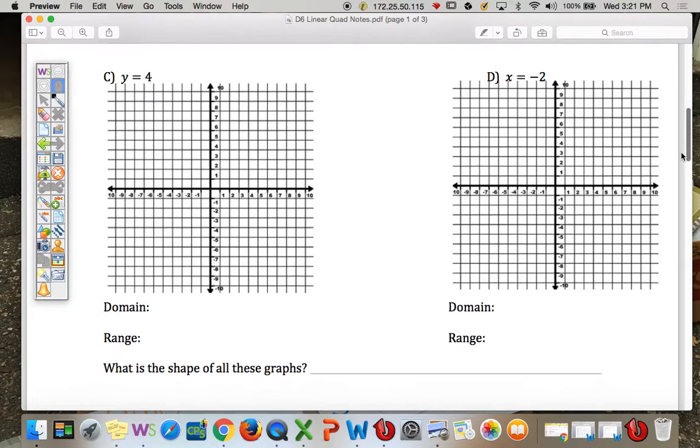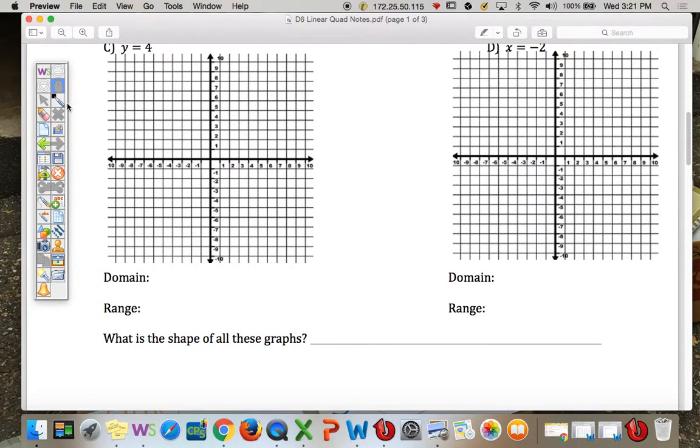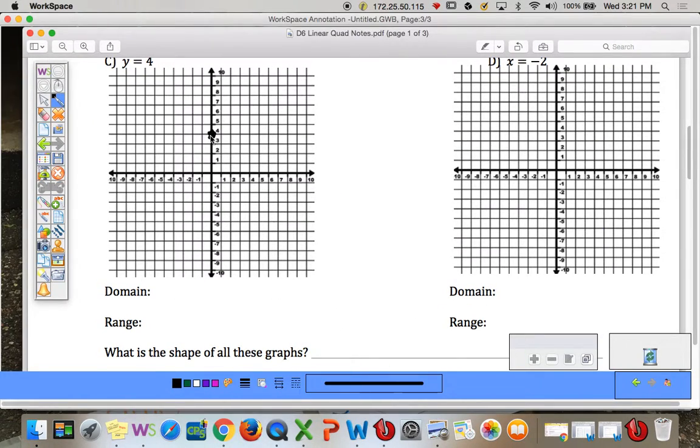Okay, let's take a look at the next two. Y equals 4, so that's this guy. Slope is 0, so it's flat. And the next one, x is negative 2, so we find where x is negative 2.